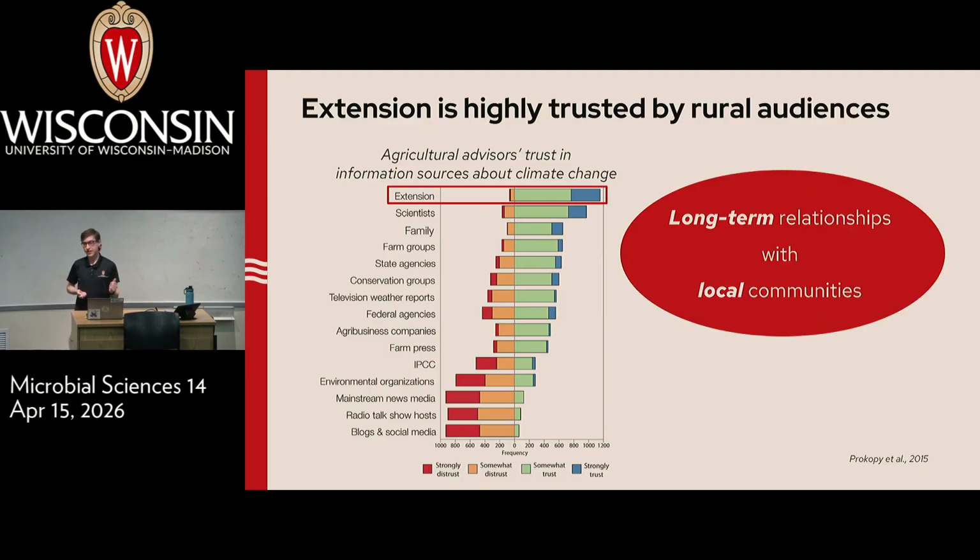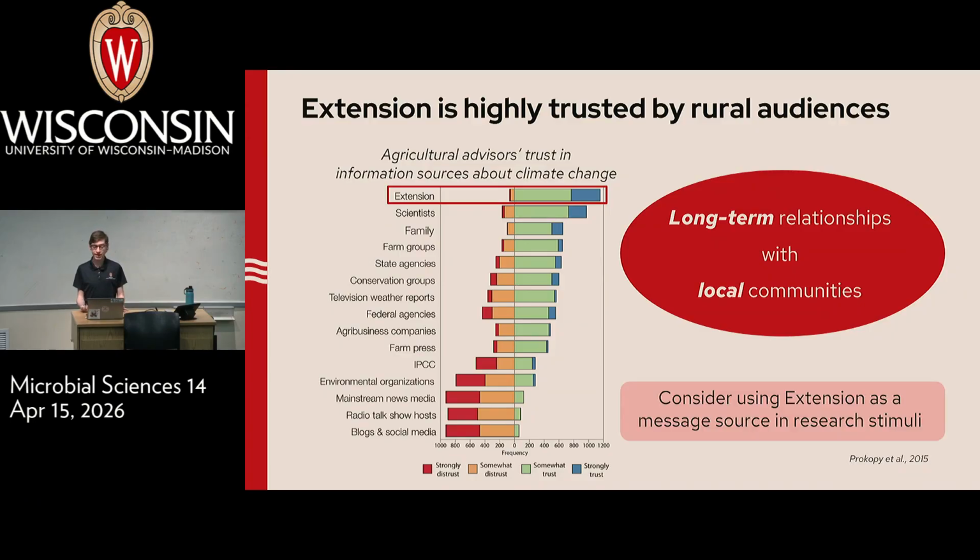And this boils down to the fact that Extension has long-term relationships with local communities. So it's not uncommon to have a single Extension educator working in a specific county for decades. And they build up trust and relationships over a long time, and that matters a lot. So if you're doing science communication research, this is kind of a pitch to consider using Extension as a message source. If you're doing any sort of message stimuli where you have to have a message source, Extension is one you should consider because we are very highly trusted among rural audiences.